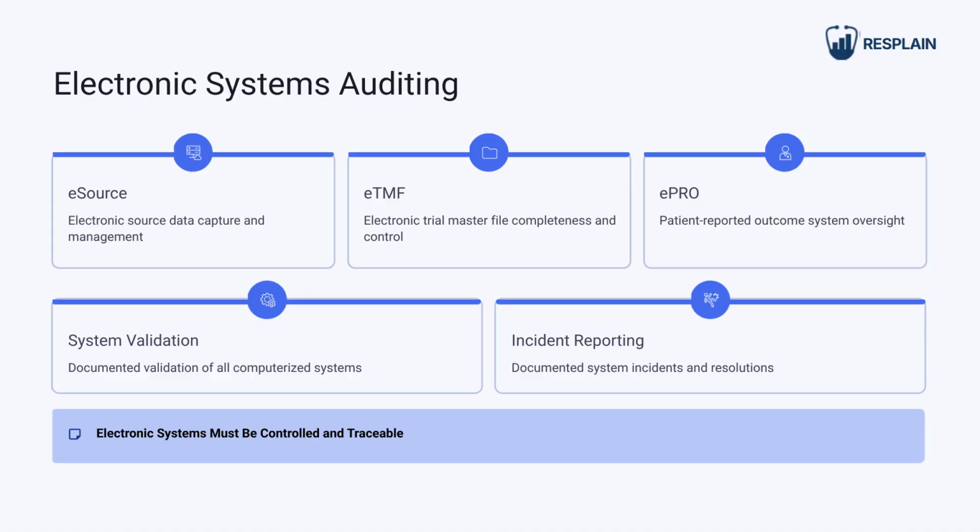Electronic systems oversight is expected to become increasingly detailed during audits under R3. The guidance expands expectations around computerized systems used within clinical trials and emphasizes ongoing system reliability, validation, traceability, and security oversight. Auditors may review eSOS workflows, eTMF management, ePRO systems, audit trails, validation documentation, and incident handling processes.